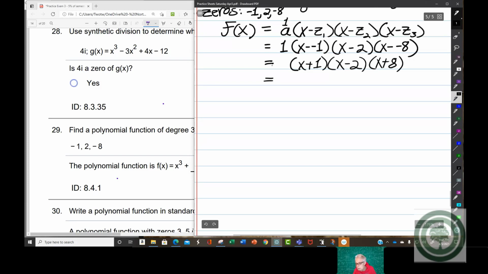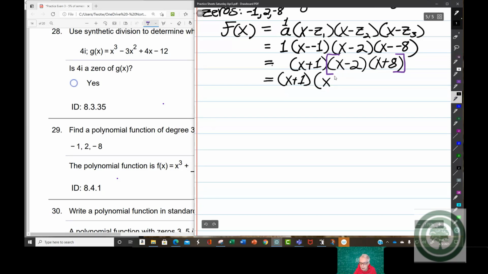What I do is I do the last 2 first. Just because over time that has seemed easier to me. It might not seem easier to you. You don't have to do it that way. So I'm going to let x plus 1 wait until I need it. X plus 1. And I'm going to multiply these guys together.